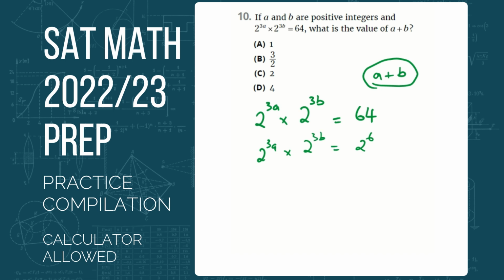According to the law of exponents, we can make that simpler and say 3a plus 3b is equal to 6, taking only the exponents into consideration. All right, and then we have 3a plus 3b is equal to 6. We can divide by 3 here and 3 here. Since we're only trying to find a plus b, we'll find that a plus b is equal to 2. And the answer is C, 2.